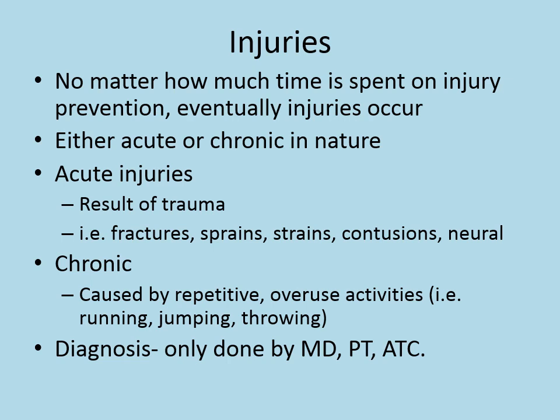Acute injuries are a result of trauma. So it's something that just happened, say for instance. We know specifically what caused it, usually. Acute injuries would be fractures, sprains, strains, contusions, and possibly nerve injuries.